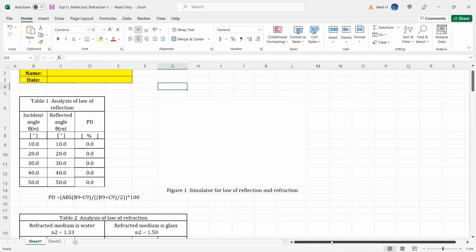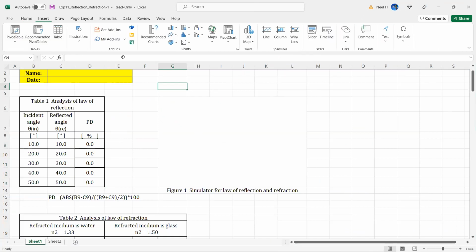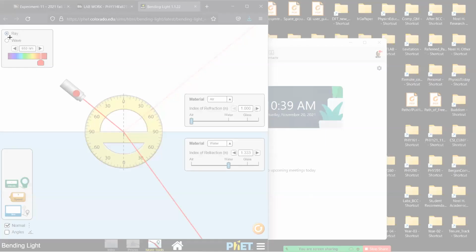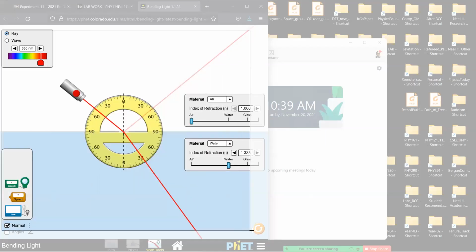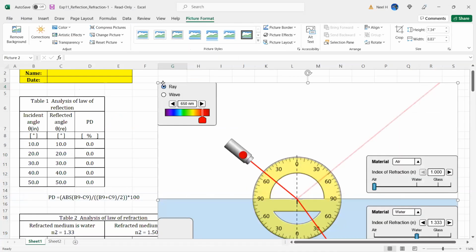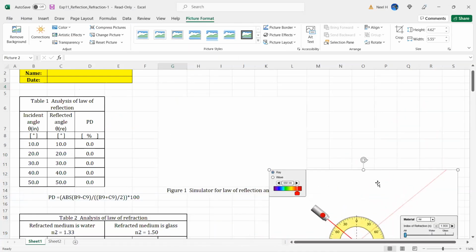Okay, then we'll take a picture of our simulator right here. Insert screenshot. Take a picture of this part, including all of these, and then we'll leave it right here.